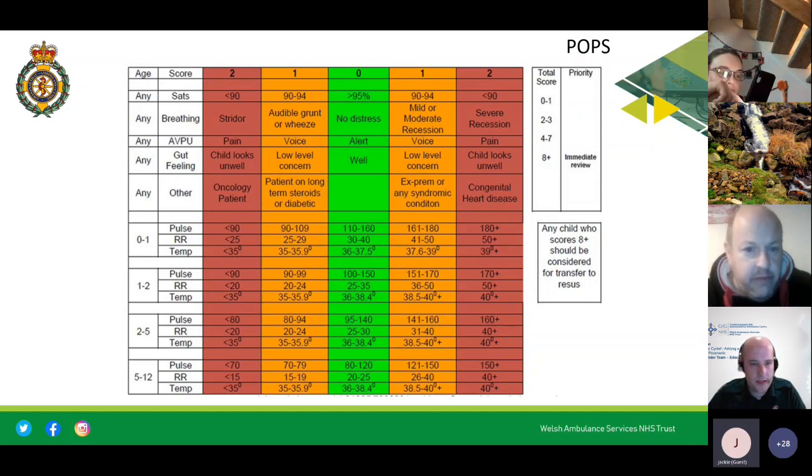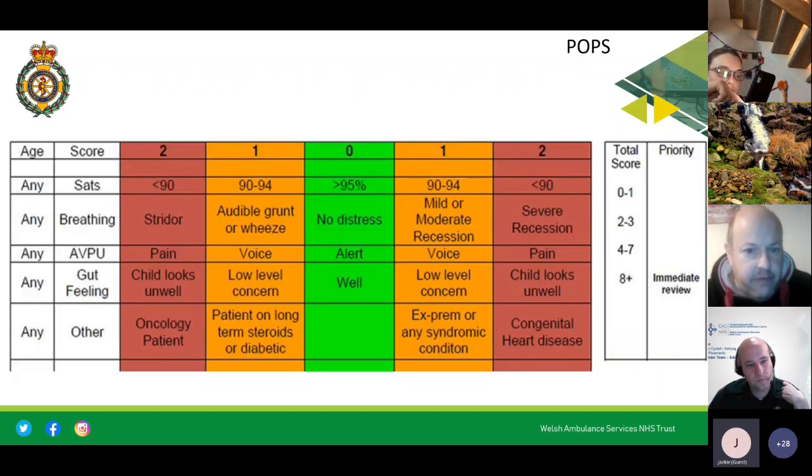So looking at the top stage, your child can score in multiple of these. So we're looking at the SATs. 95 and above we're happy, and then they start scoring either way. We're looking at breathing, and this is where they can score more than one. So if your patient's got stridor and mild recession, they will get a score of 3 in this section.